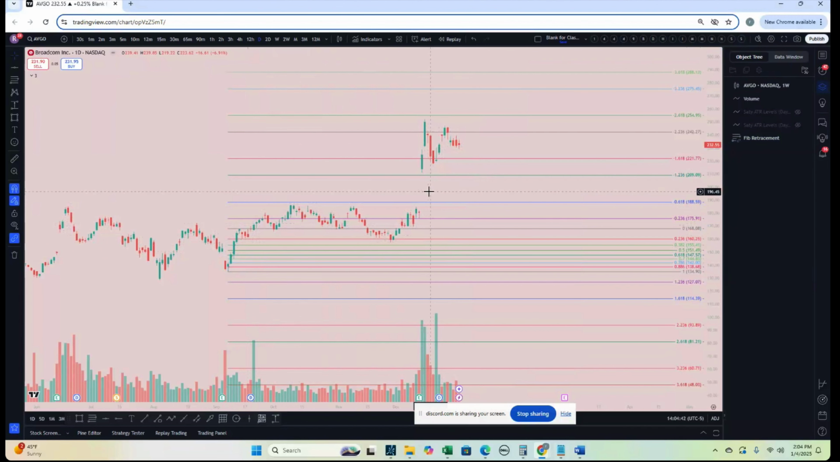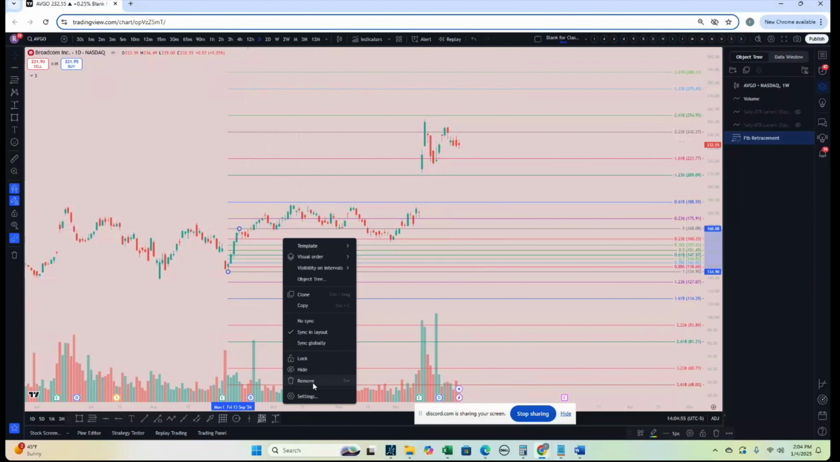Then when you get more experience using fibs, that 0.382 and that 0.236 are very powerful, because that's basically saying they're not trying to let anybody in if they're going to continue up or continue down, if that's where they retrace to, and retrace only to it.